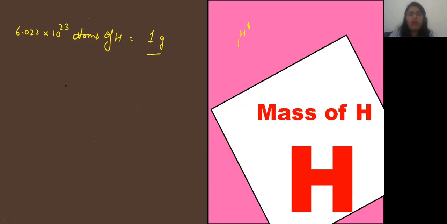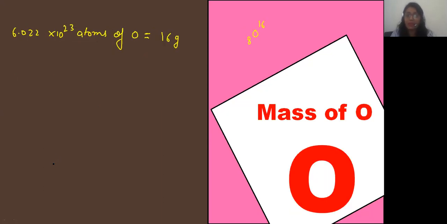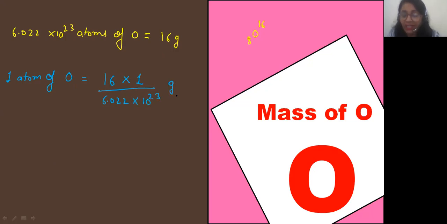Similarly, if I ask you for hydrogen, what is the mass of one atom of hydrogen? Then you know the answer. It's 1 multiplied by 1 upon 6.022 into 10 raised to the power 23 grams. Similarly, for oxygen, tell me what is the mass of one atom of oxygen? I'm just waiting for your answers. It's 16 multiplied by 1 divided by 6.022 into 10 raised to the power 23 grams.